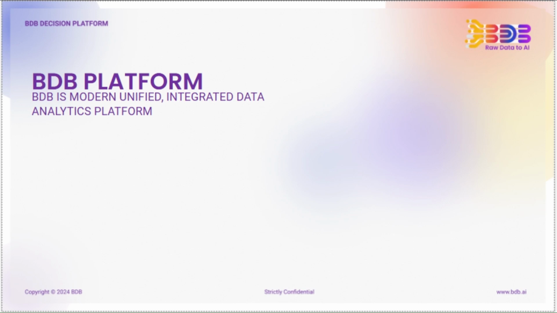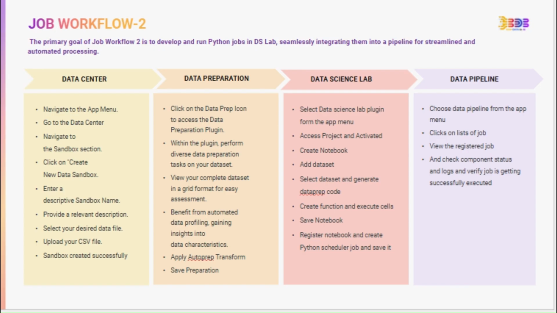In today's video, we'll explore the core objective of Job Workflow 2 and how it enhances your data processing capabilities. The primary goal of Job Workflow 2 is to develop and run Python jobs within the data science lab and seamlessly integrate them into a pipeline. This workflow is designed to streamline and automate your data processing tasks.